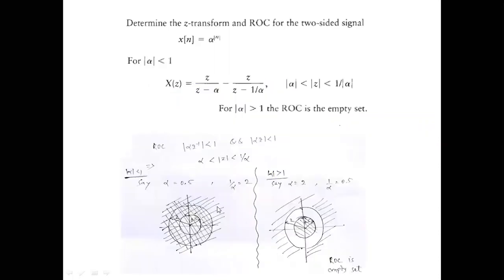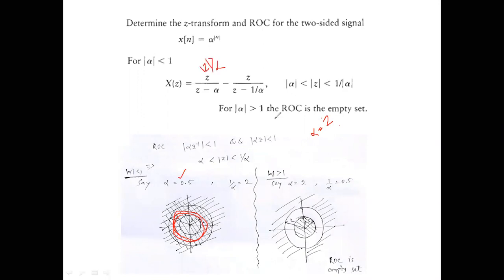Now suppose I take alpha equal to 0.5. Then my z transform ROC is the intersection of alpha and 1 by alpha. So for the first sequence it is greater than 0.5, for the second sequence it is less than 1 by 0.5. So I will get the ROC here, a concentric ring. For the second case, suppose my alpha is equal to 2. For the first case, magnitude z greater than alpha.